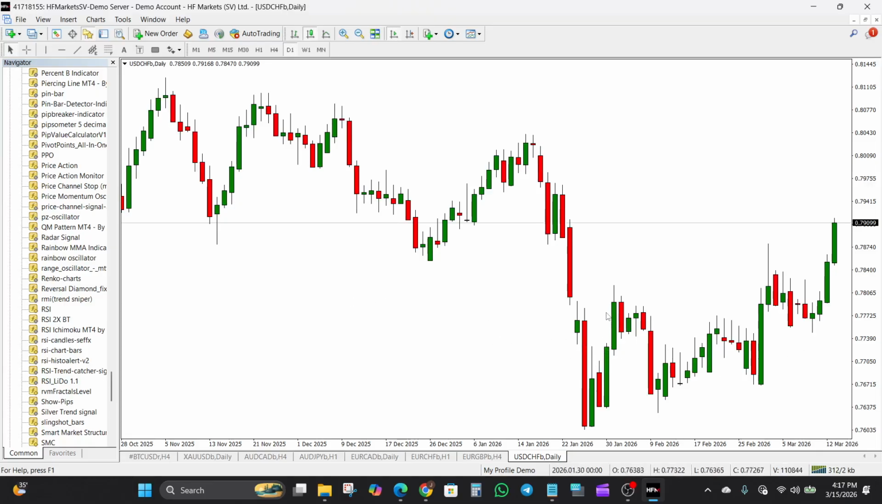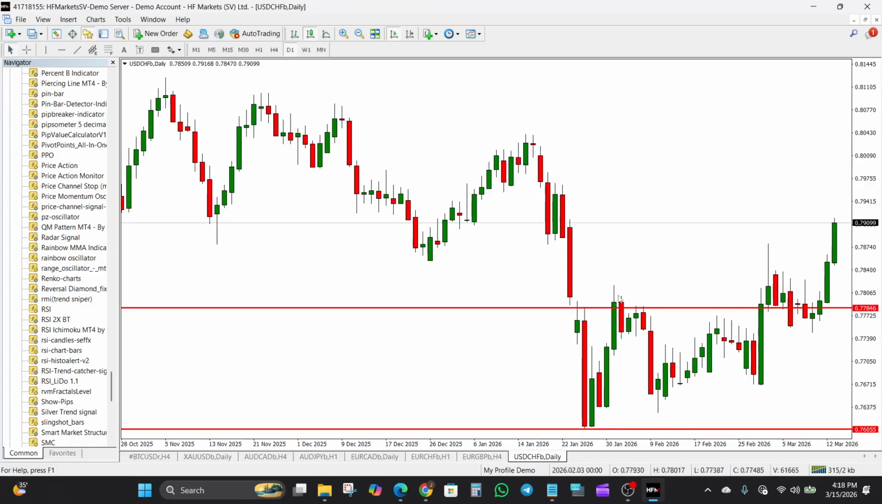So we can see what happened here. You can see how we had a mother candle here, and then these other few candles are still within the range of this mother candle. These inside candles have highs and lows that remain within the high and the low of the mother candle. You can see the mother candle here.